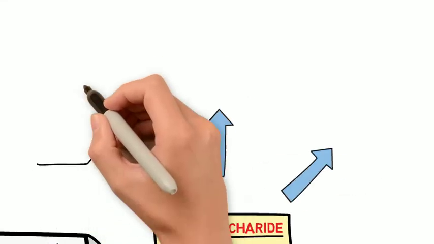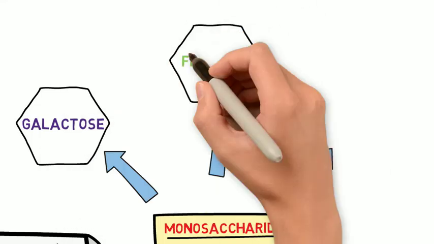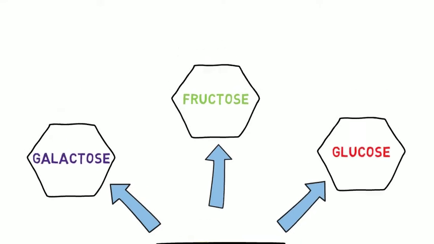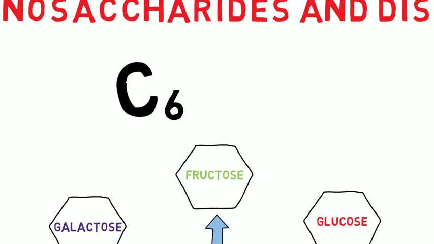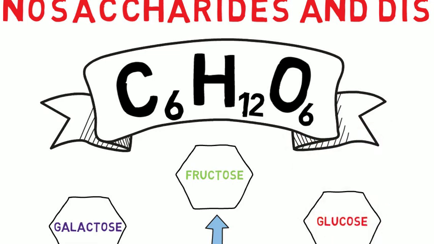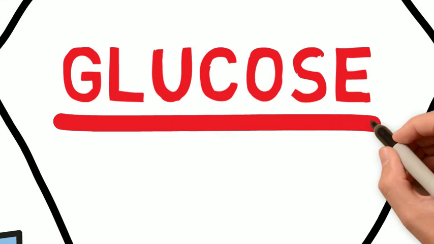the course. There are 3 different types of monosaccharides which you need to know. These are galactose, fructose, and glucose. But the easy thing about these 3 is they all have the same chemical formula of C6H12O6. This is really important to know. But let's take a quick look at glucose.